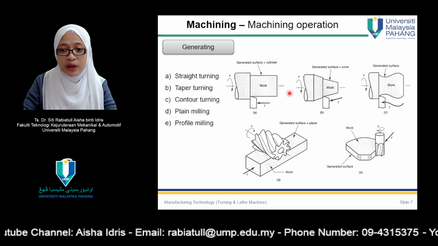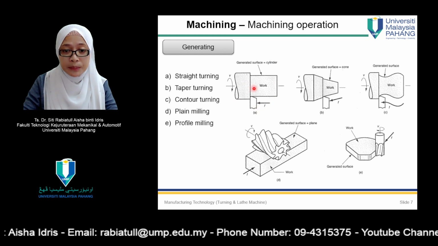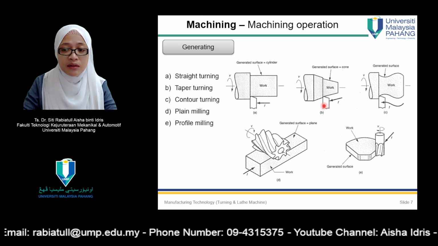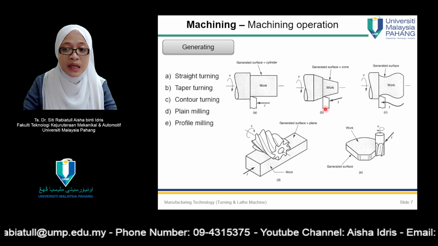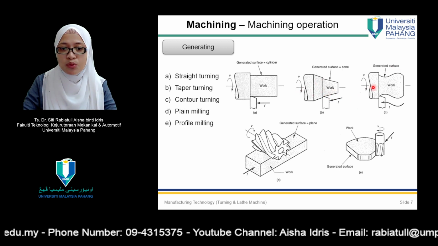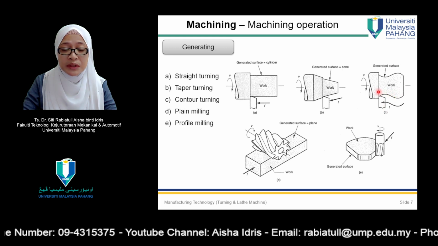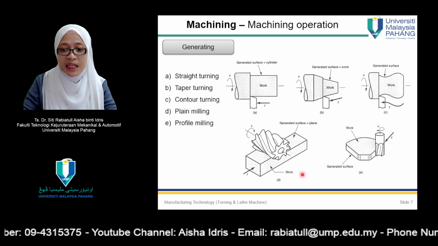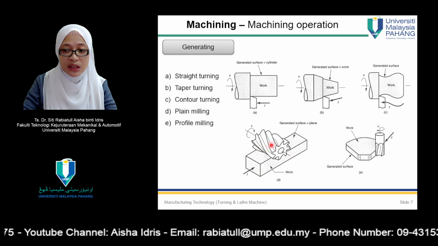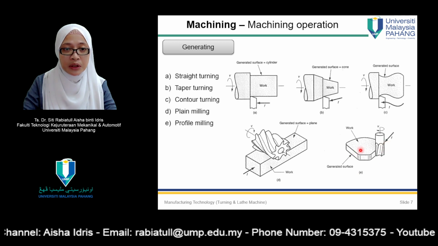So this is what it looks like for straight turning. This is the cutting tool, and this one is the workpiece. For taper, you can see there's a slight angle for the cutting tool, placed in order to produce a taper on our workpiece. And this one, contour, you can see the cutting tool following the contour shape of the workpiece. And then D, plane milling. In plane milling, this one is the workpiece and this one is our cutting tool. And profile, this one is the cutting tool and this is our workpiece.